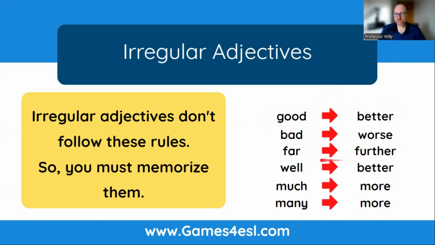Right? So why is this irregular? Because the A becomes U. The farther does exist, but then we have to get into what is farther and what is further, and that's a conversation for another day. Well is better, just like in Portuguese. Bom, melhor, bem, melhor. Ele é bom, mas a irmã dele é melhor. Ele joga bem, mas a irmã dele joga melhor. Much and more, so muito e mais, many and more. Muitos and then mais.